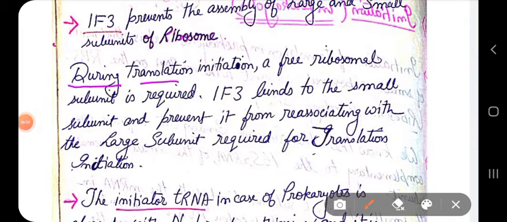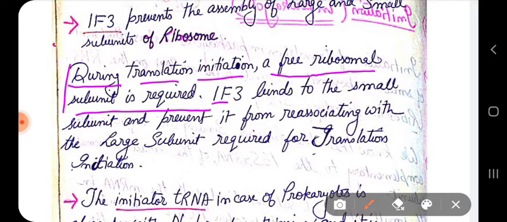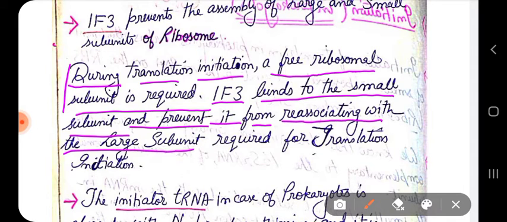During translation initiation, a free ribosomal subunit is required. So for the initiation process of translation, a free ribosomal subunit is required. That's why IF3 binds to the small ribosomal subunit and prevents it from reassociating with the large ribosomal subunit, which is required for the translation initiation process.